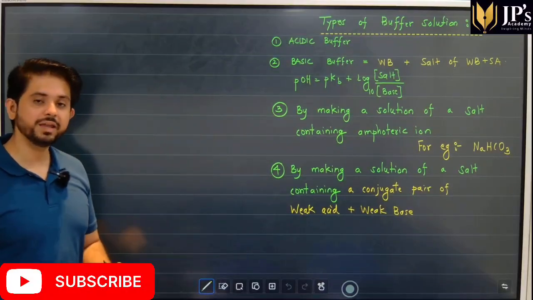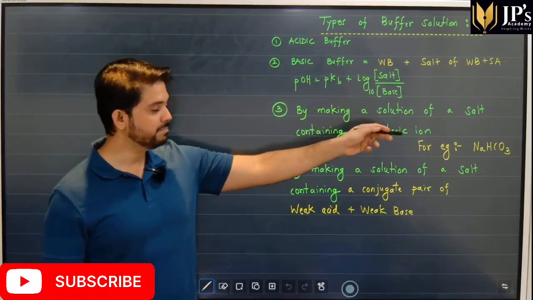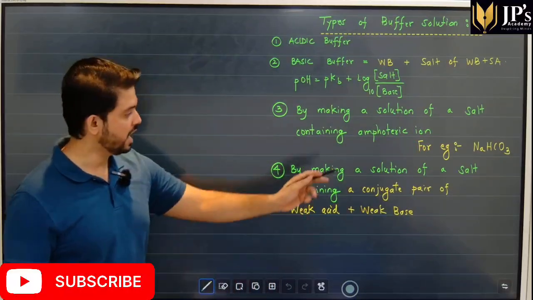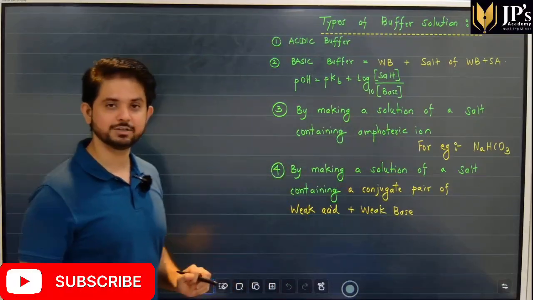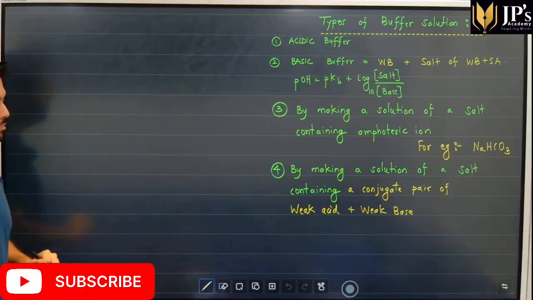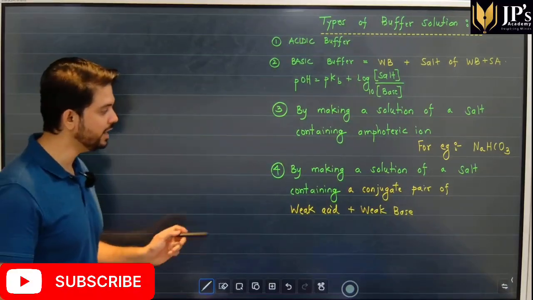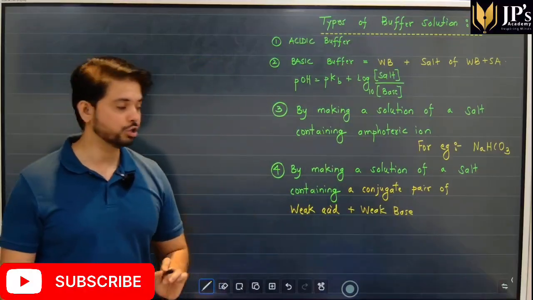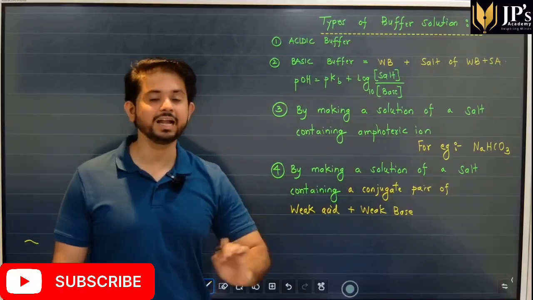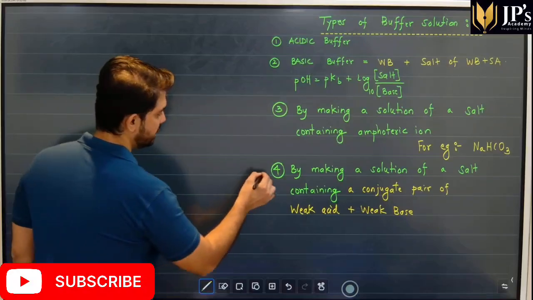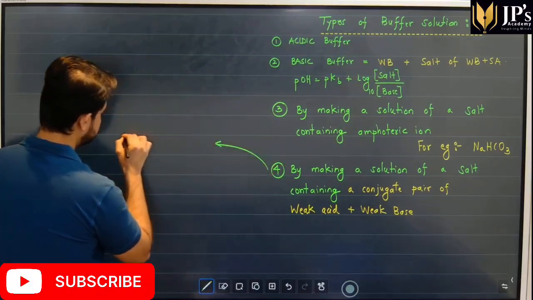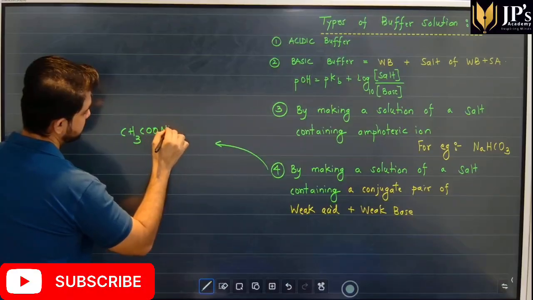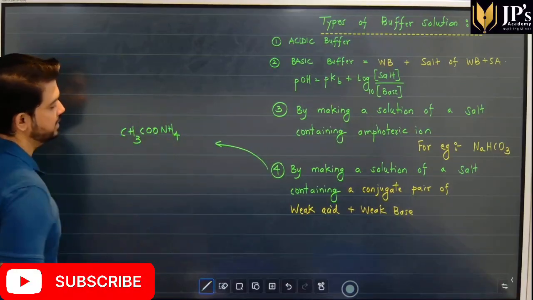Next, you can also make a buffer solution by making a solution of a salt containing an amphoteric ion. I've written an example for that, HCO3. And the fourth type of buffer solution that we can make is by making a solution of a salt containing a conjugate pair of weak acid and weak base. We can consider something like this. For example, we can consider CH3COONH4.